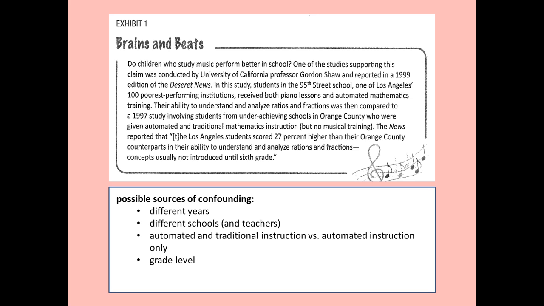And then the grade level's never specified, so that's a possible source of confounding. Right at the very end of that exhibit, it says, concepts usually not introduced until 6th grade. So all that we know right now is that those students aren't in 6th grade yet. But what if one group is in 4th grade and one group is in 5th grade? A 1-year difference at that age is going to be enormous. So that is a possible source of confounding.